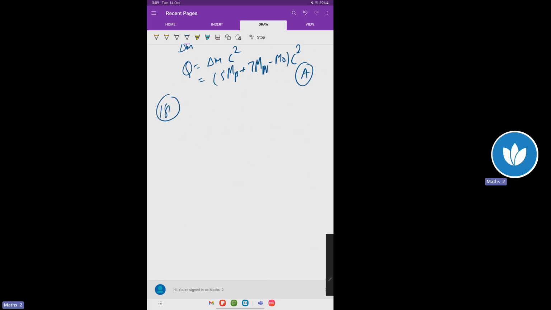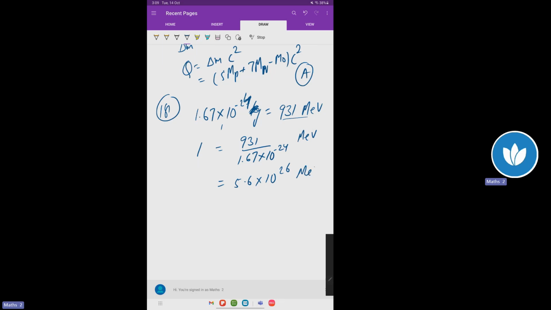Question number 18. The energy equivalent to 1 gram of substance. So we know the energy of 1.67 into 10 raised to minus 27 kg is 931 mega electron volt. So with respect to 1 gram, we can write this as 1.67 into 10 raised to minus 24 gram. So 1 gram is 931 divided by 1.67 into 10 raised to minus 24. You get 5.6 into 10 raised to 26 mega electron volt. Option A.